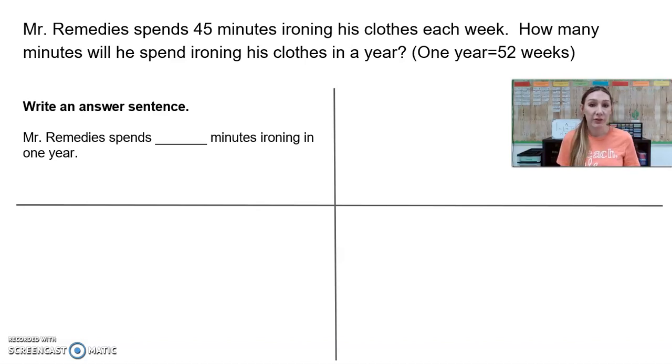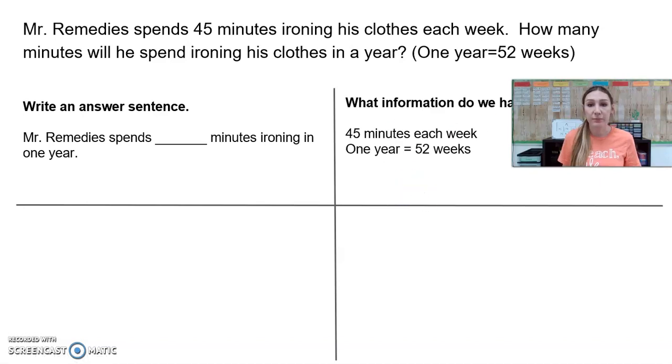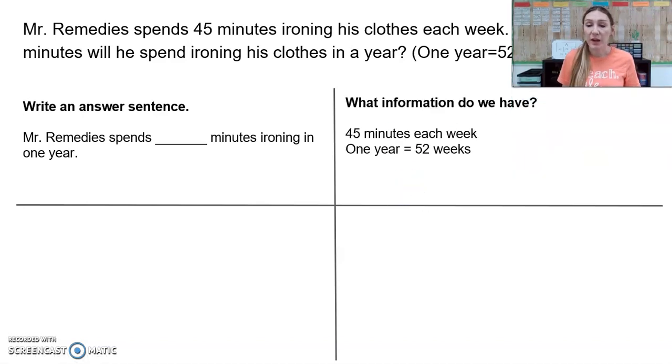So our answer sentence, remember, is just a response to the question. So how many minutes will he spend ironing his clothes in a year? We would respond to that saying, Mr. Remedies spends blank minutes ironing in 1 year. So next we need to go ahead and write down the information that we have. We know that Mr. Remedies spends 45 minutes each week ironing. We also know that 1 year is 52 weeks.